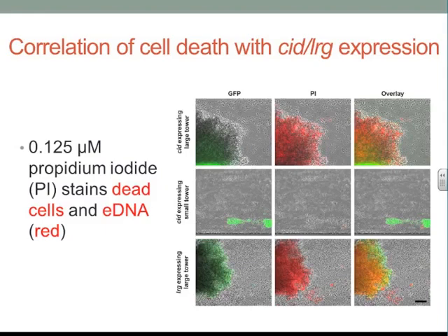Now we use a very, very low concentration of propidium iodide, and what propidium iodide stains, as you may or may not know, is the dead cells and eDNA because it's an intercalating DNA agent. And so anytime there's a cell that has a compromised membrane, the PI will get into the cell and stain that cell, or any eDNA that's found within the biofilm will also be stained.